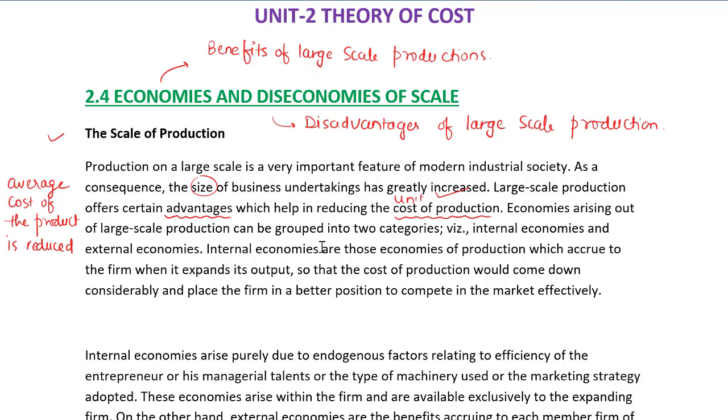Economies, that is benefits arising out of large scale production, can be grouped into two categories: internal economies, internal benefits, and external economies, external benefits. Internal economies are those economies of production which accrue to the firm when it expands its output, so that the cost of production would come down considerably and place the firm in a better position than before to compete in the market effectively and efficiently. I believe you understood.